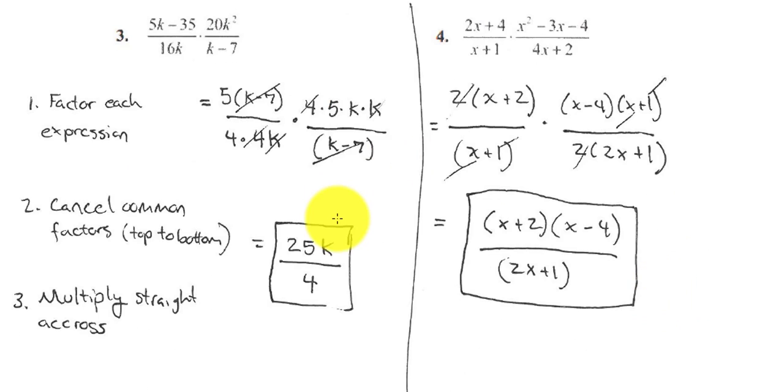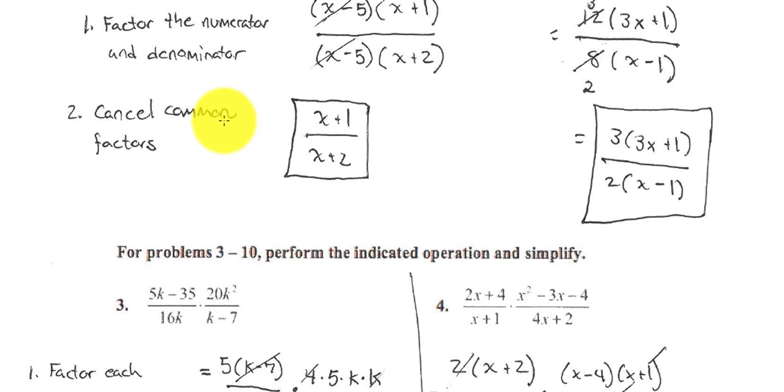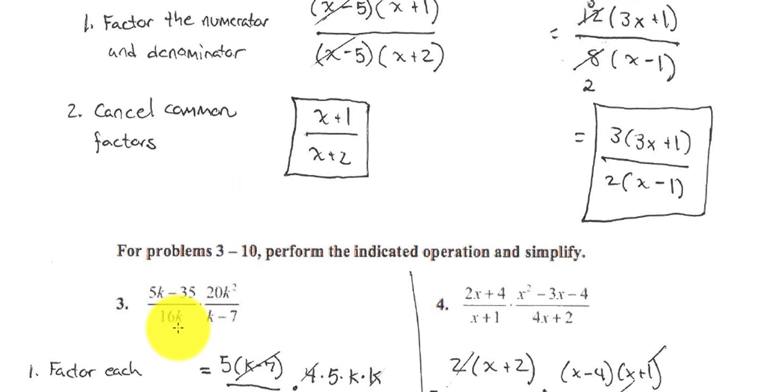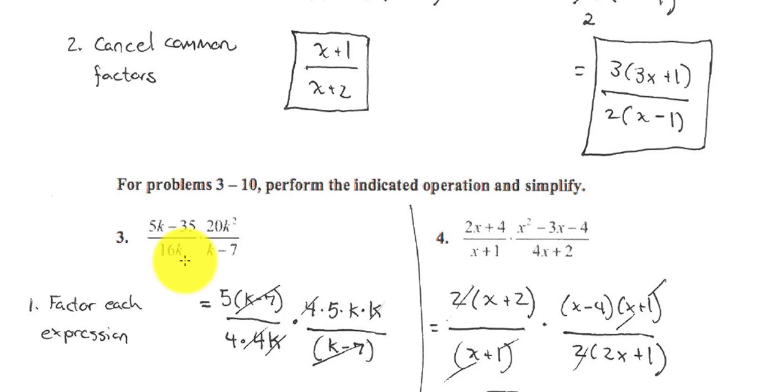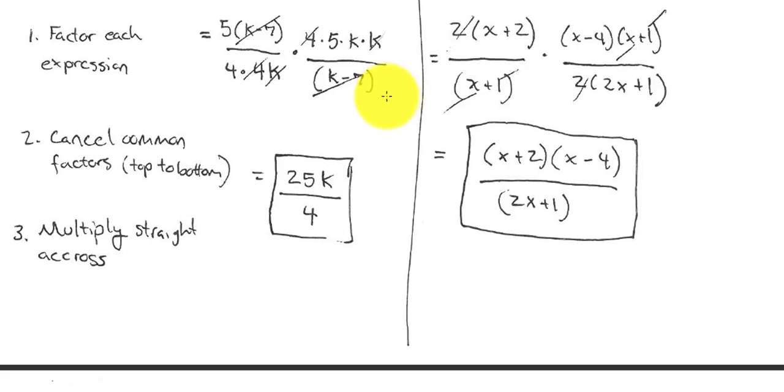When I look at problems 3 through 10, okay, so now we're asked to perform the operation. So really, for problem 3, we're going to do what we did in number 2. First factor the numerator and the denominator, and then multiply straight across. All right, so when I look at my numerator, I have 5k minus 35. If we factor out a 5, we're left with k minus 7.